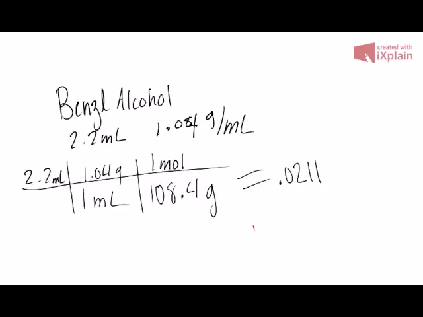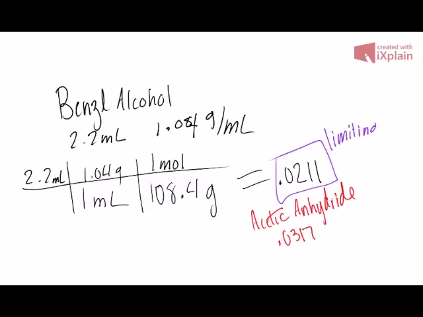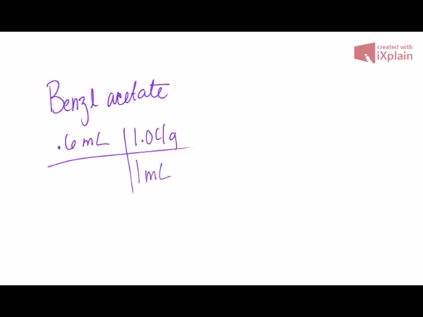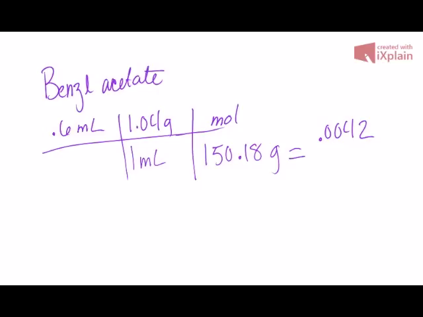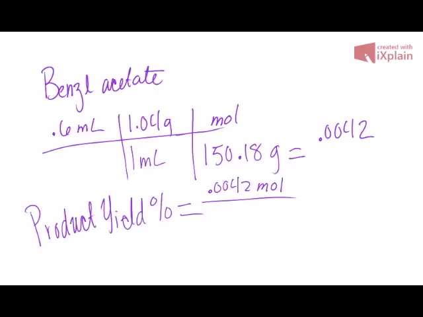0.0211 moles of benzyl alcohol and there were 0.0317 moles of acetic anhydride. With this, we should have had 0.0211 moles of benzyl acetate, and we produced only 0.0042 moles of benzyl acetate. Our product yield was 19.68%.